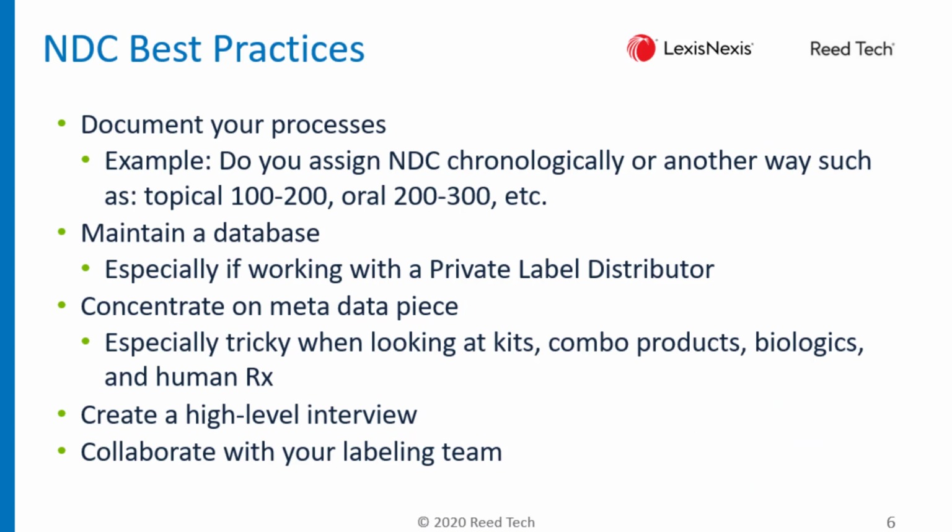From there, when determining how you're going to be managing it, it gets to the metadata piece, right? So when you are managing the information, the product levels and packaging levels can get tricky. It gets especially complicated when you're looking at kit products and kit configurations, and when you are looking at the biologics industry, human prescription drugs. Those are the types of things when you should really start taking a high level overview and collaborating.